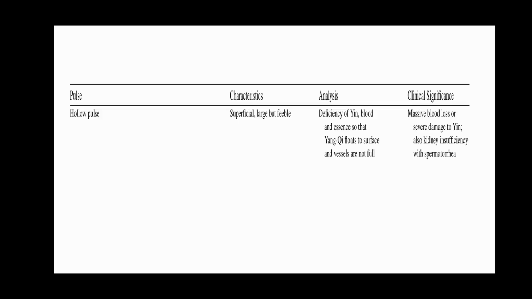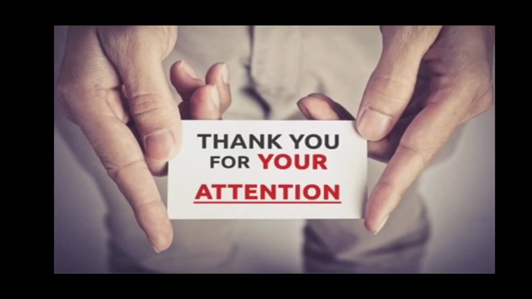In summary, the hollow pulse has the characteristics of being superficial, large but feeble. The analysis is deficiency of yin, blood and essence, so that yang qi floats to the surface and the vessels are not full. The clinical significance is massive blood loss or severe damage to yin, also kidney insufficiency with spermaturia.